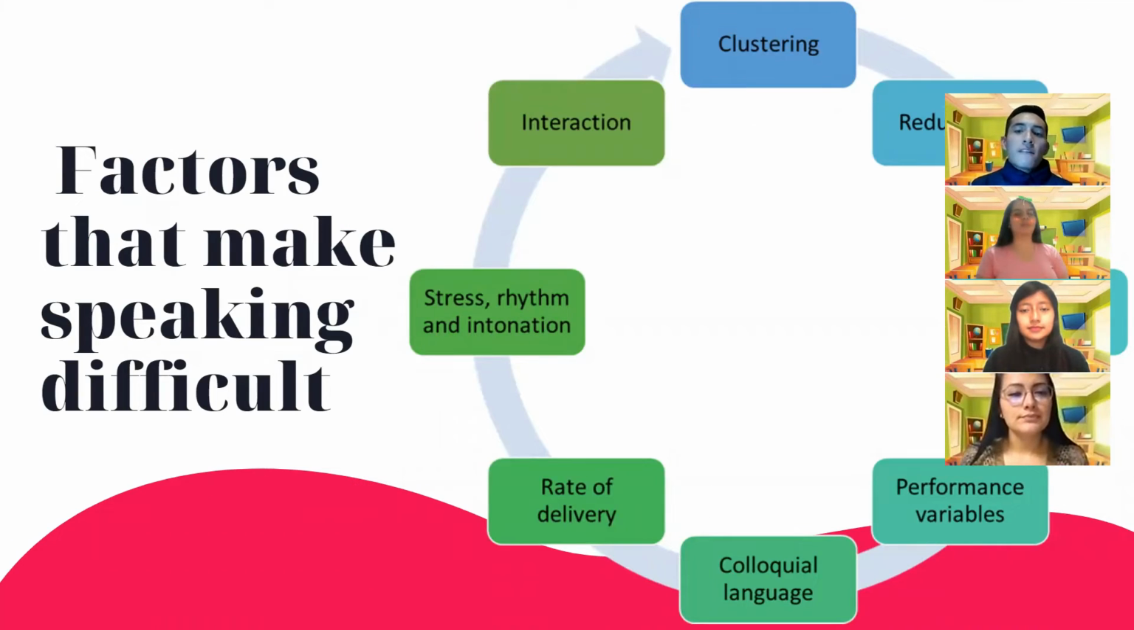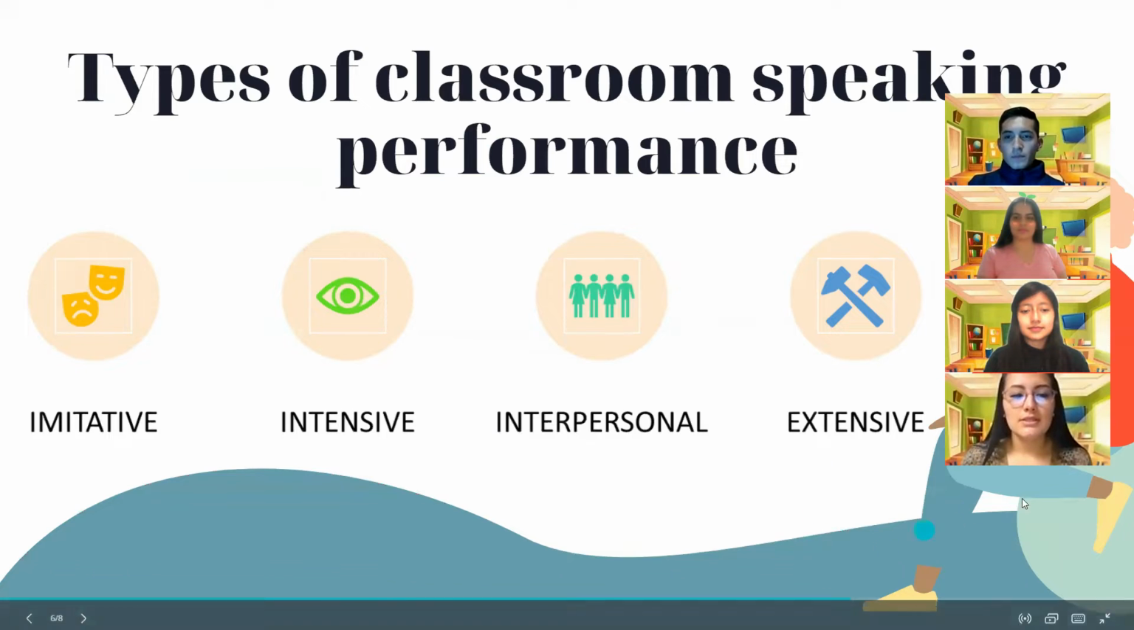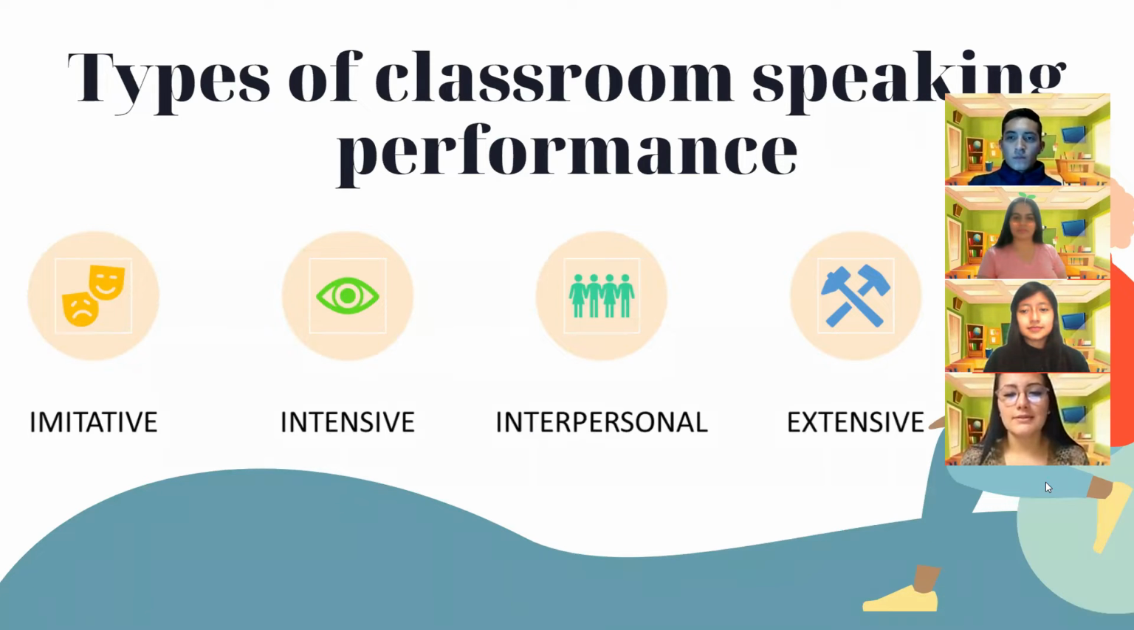Also, we have some factors that make speaking difficult. The first one is clustering. Also, we have redundancy, reduced forms, performance variables, among others. And here we have types of classroom speaking performance. The first one, imitative. The second, intensive. Third, interpersonal. And finally, extensive.